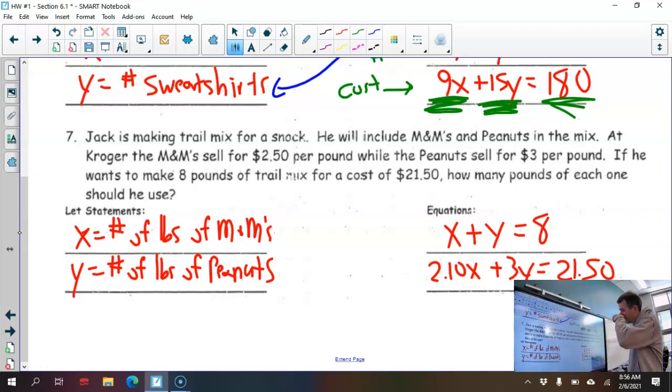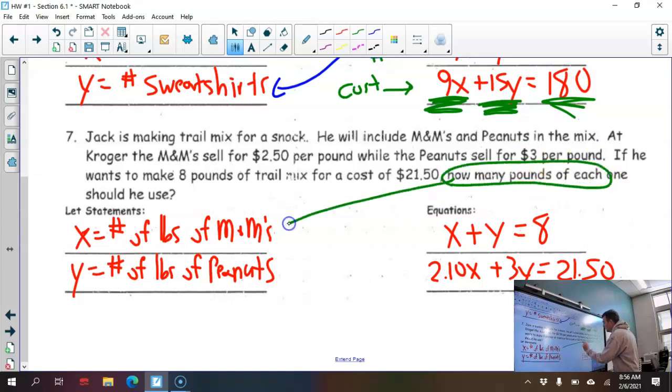All right, this is really exactly the same problem. How many pounds of each? So there's my two variables. I have one be the number of pounds of M&Ms and one be the number of pounds of peanuts. Again, that's the 98% rule. Have your variables represent the answer to the question. And then again, I have the same two equations here.